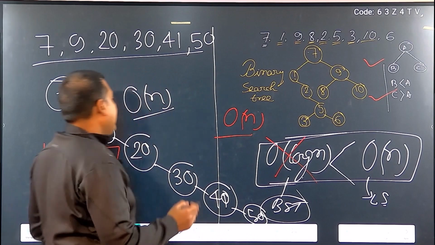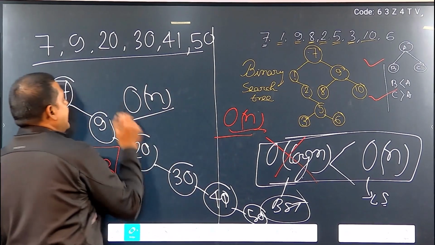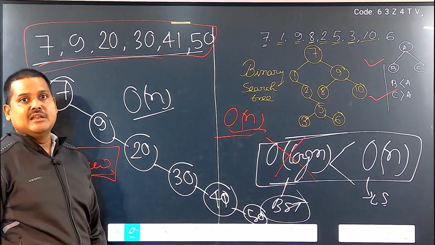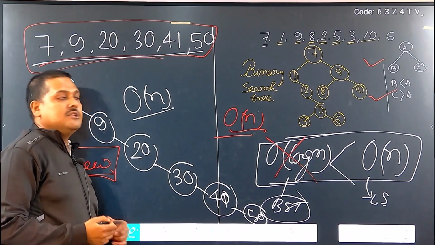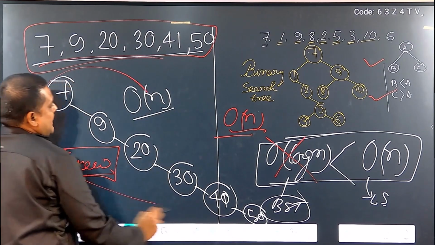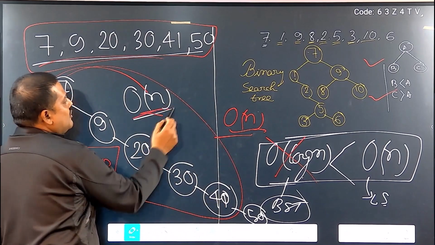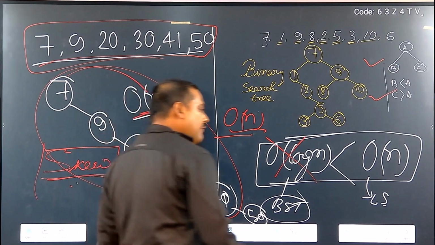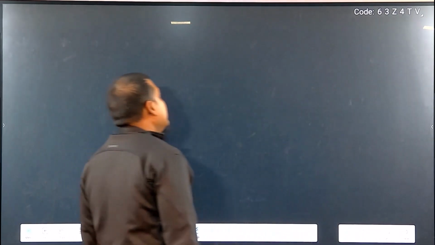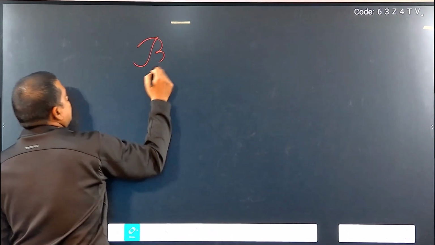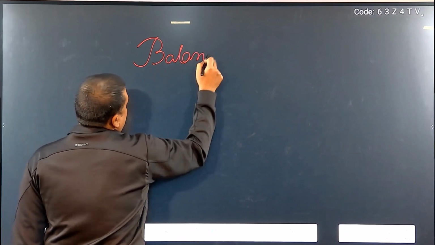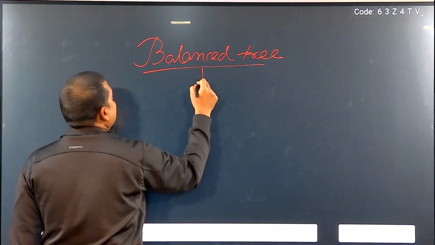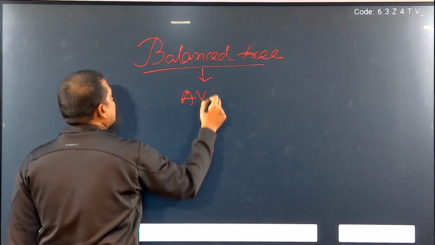But we have a problem: if in a binary tree all the elements are coming in arranged order, then we still have some type of problem, and again we have big O of n time. So we will go for another type of tree, called a balanced tree, and here we will learn about another tree, called an AVL tree.